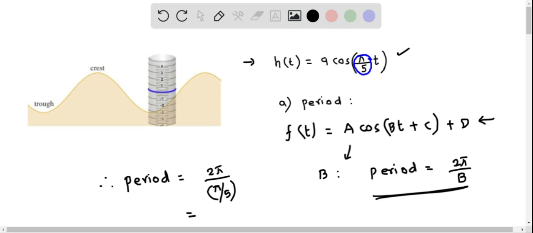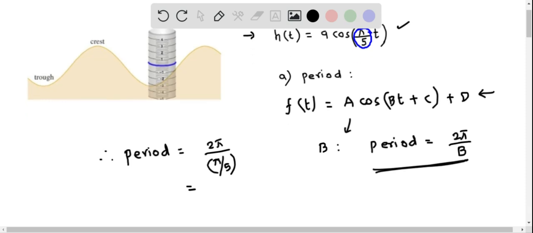and so this equals, let's calculate this, 2 pi. I multiply by the reciprocal of pi by 5, which is 5 over pi, and so this pi and pi get cancelled, and we get 2 times 5 equals 10. So we say that the period of the wave is 10.